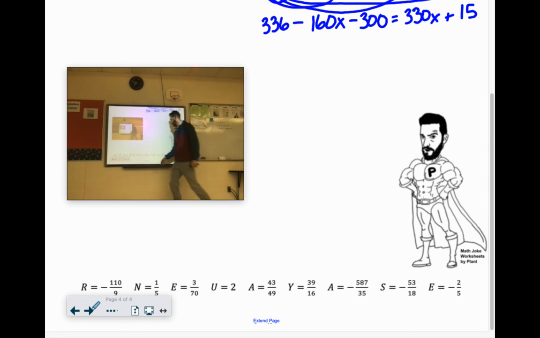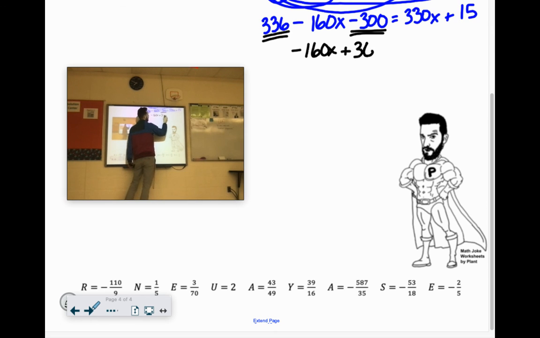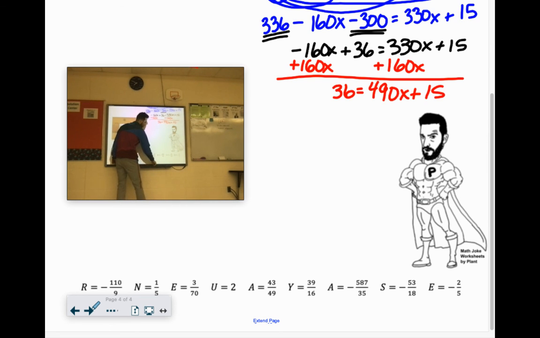Alright, combining our like terms. So we have the negative 160x. There are no other x's here. 336 minus 300 would be 36. Let's get the x's on the same side. We'll add 160x. 36 equals 490x plus 15. Let's go ahead and subtract that 15. 36 minus 15 is 21.